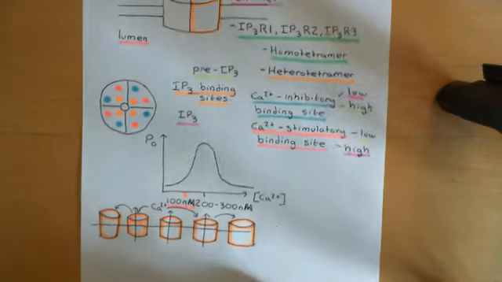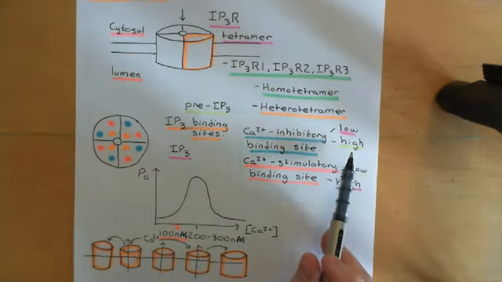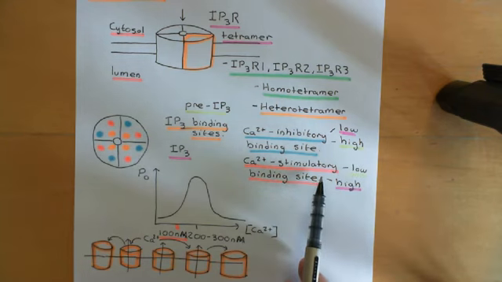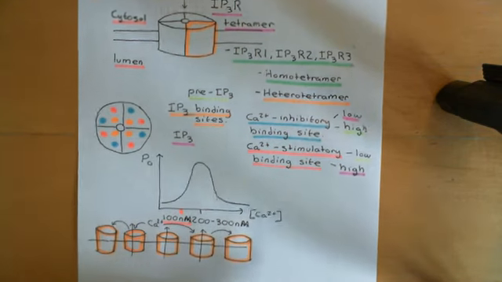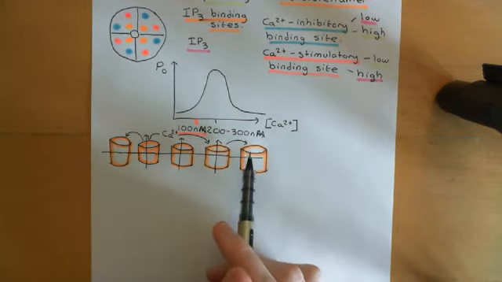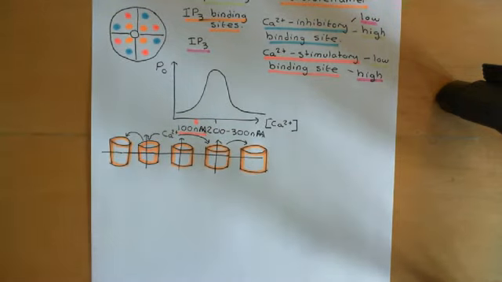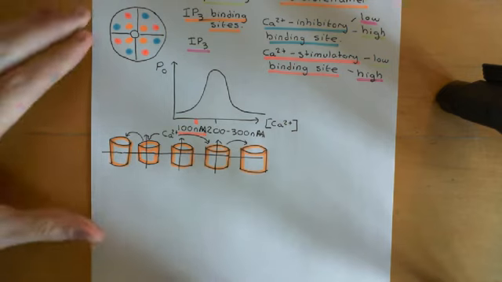Instead, it will be in the pre-IP3 state where the inhibitory binding site has the high affinity and the stimulatory binding site has the low affinity. And therefore, when calcium spills over onto them, you're just going to reinforce the block on opening, basically. You're going to put more calcium into their inhibitory binding sites rather than their stimulatory binding sites.